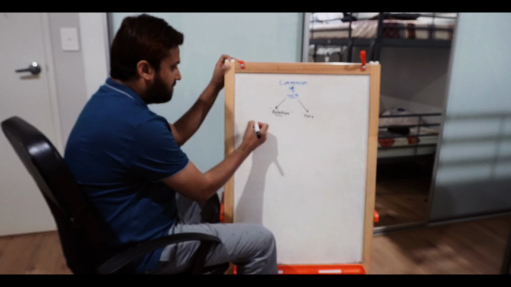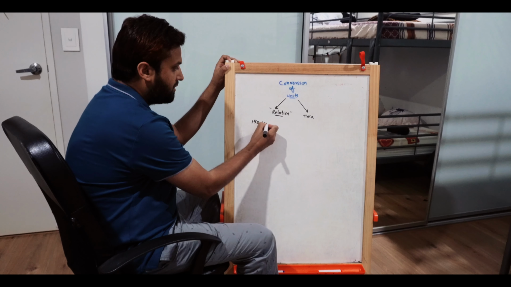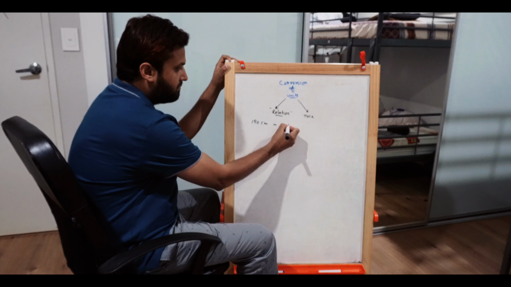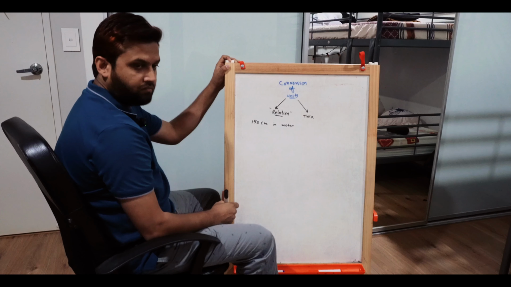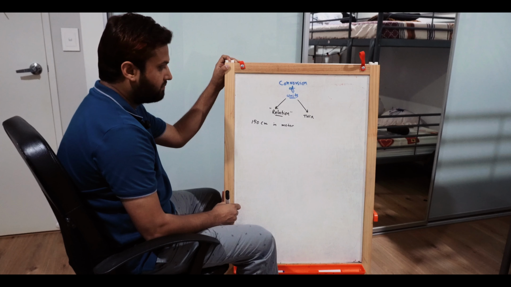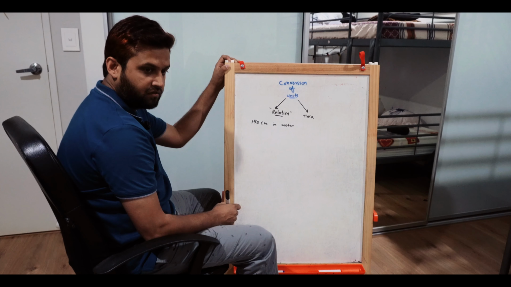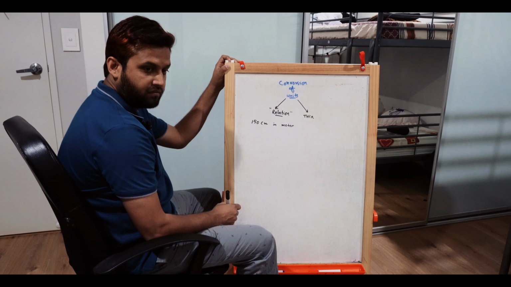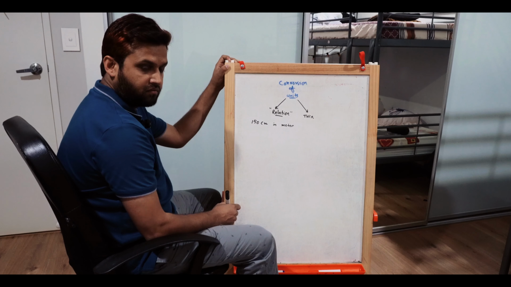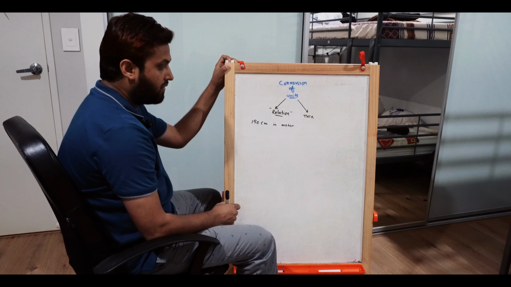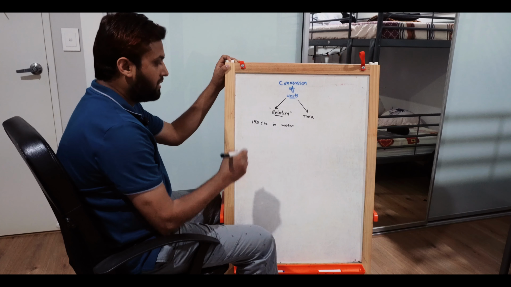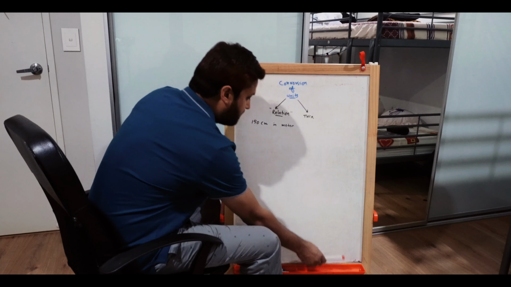So if I say what is 150 centimeter in meter? 1.5 meter. Okay, how do you get that? Divided by 100. Why do you divide by 100? Here you have got two things.